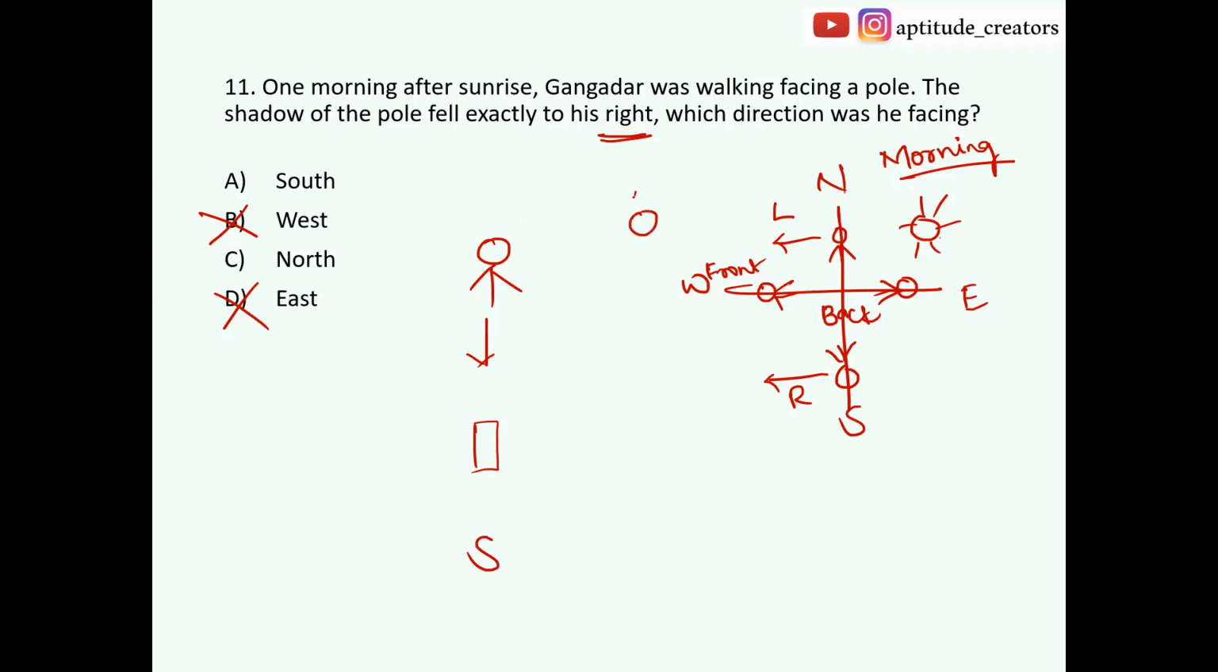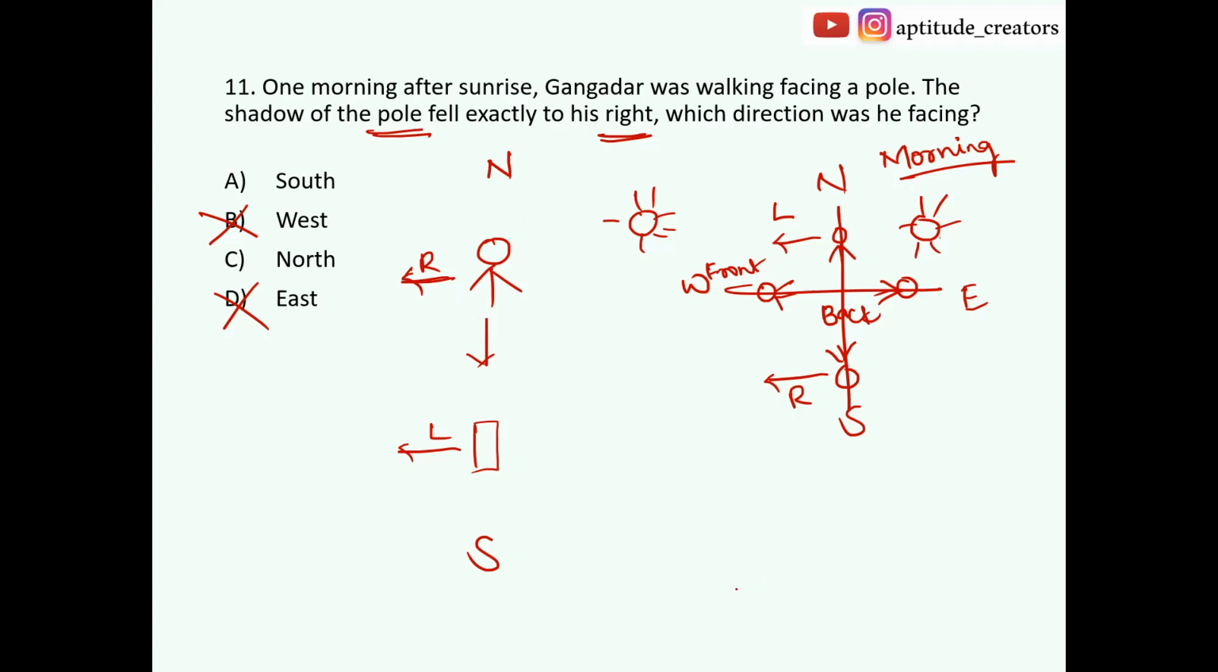Yes, here is the sun. My right side. This is the right side. Now, this is the pole. If the pole is facing towards the north direction, then the shadow will fall on its left side. Now, what is the question saying? The shadow of the pole fell exactly to his right side. Yes, this is the only possible case.